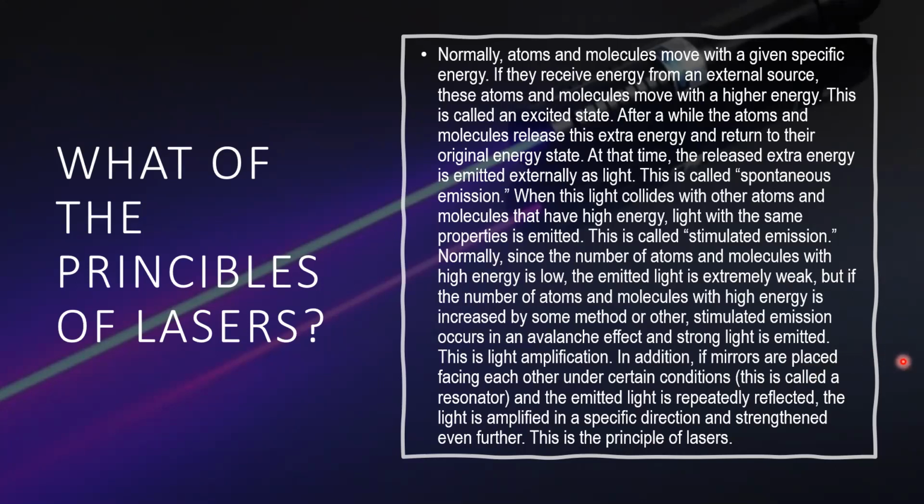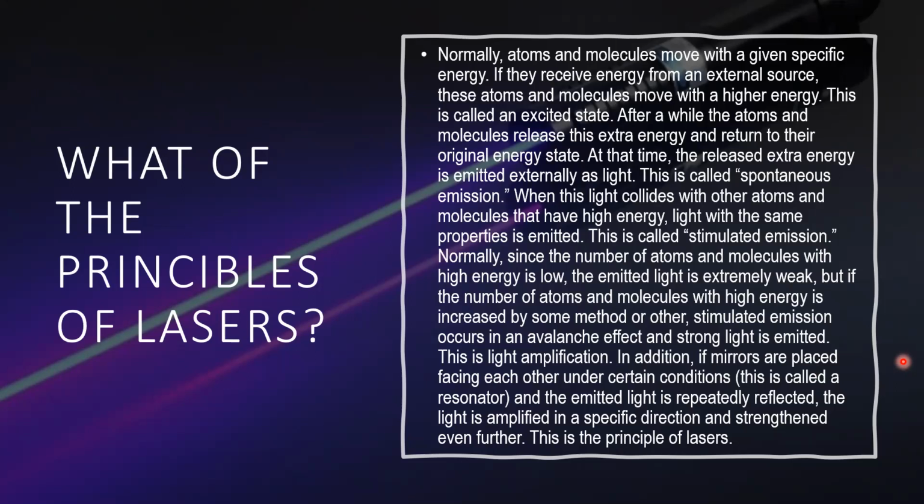When this light collides with other atoms and molecules that have high energy, light with the same properties is emitted. This is called stimulated emission. Normally, since the number of atoms and molecules with high energy is low, the emitted light is extremely weak. But if the number of atoms and molecules with high energy is increased by some method or other, stimulated emission occurs in an avalanche effect and strong light is emitted.